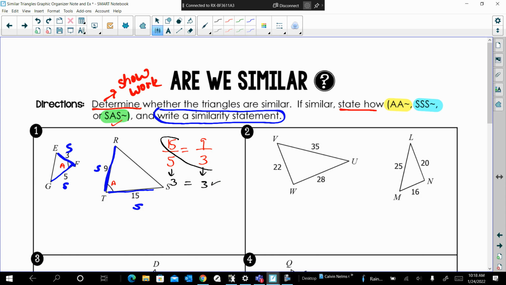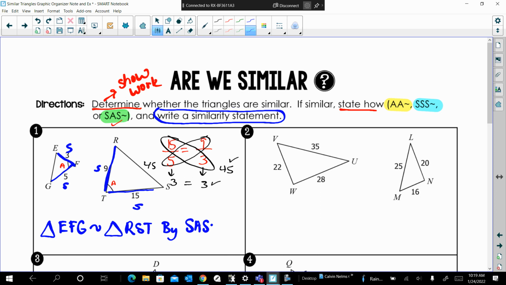Or you can look at the cross products. 15 times 3 is 45. 9 times 5 is 45. Again, I'm showing that they're both the same. So either way would work as showing work. All right, since the sides are the same ratio, now we're writing the similarity statement. Triangle EFG is similar to triangle RST by SAS similarity. That's our similarity statement.